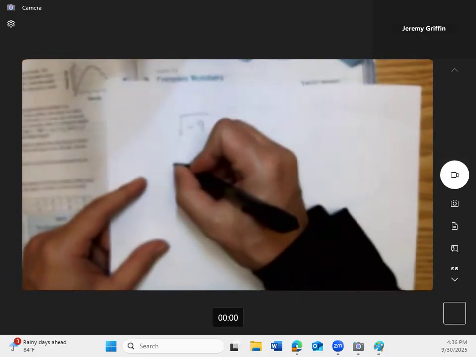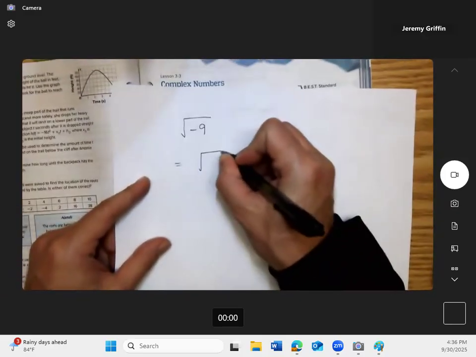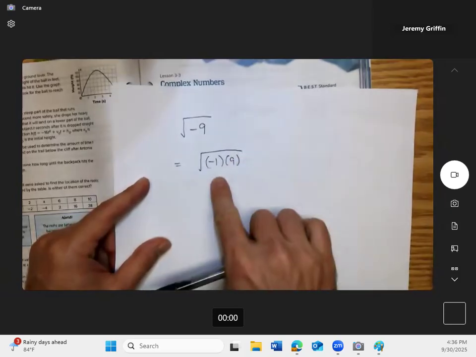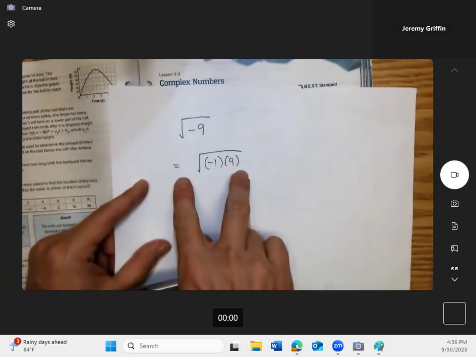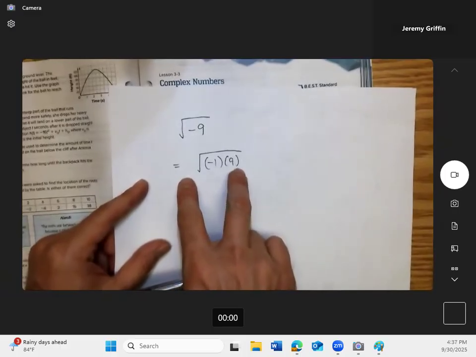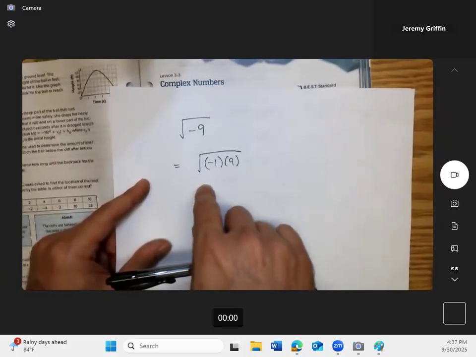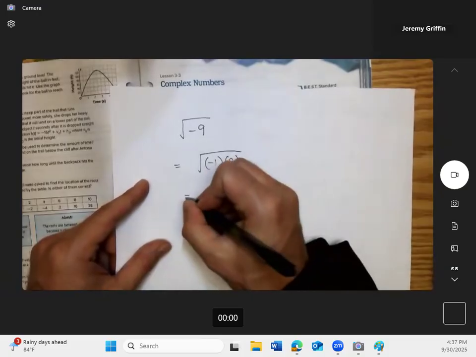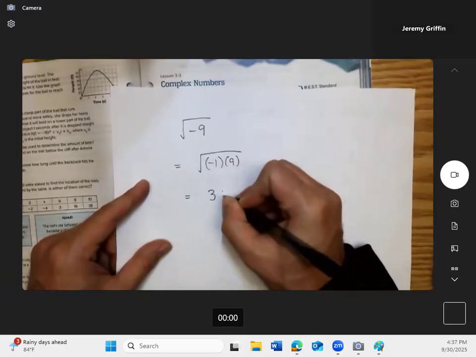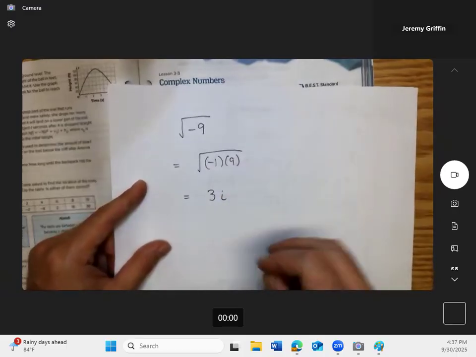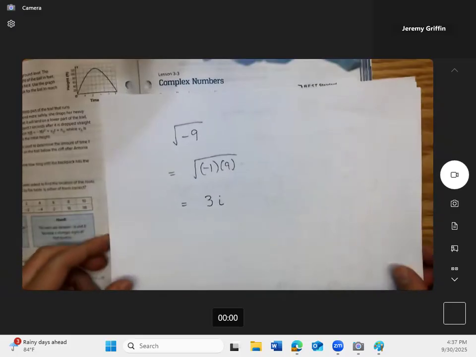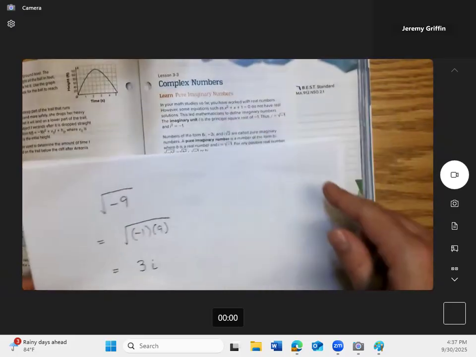We say, well, this is the same thing as the square root of -1 times 9. That would be true, right? And I know what the square root of 9 is. That would just be 3. Maybe you can say plus or minus 3. And this square root of -1, now we're calling i. So maybe I could call it like 3i. Like that. All right, so now we have a way to get square roots of negative numbers. It'll be imaginary.